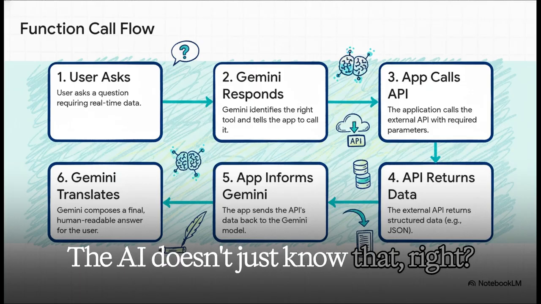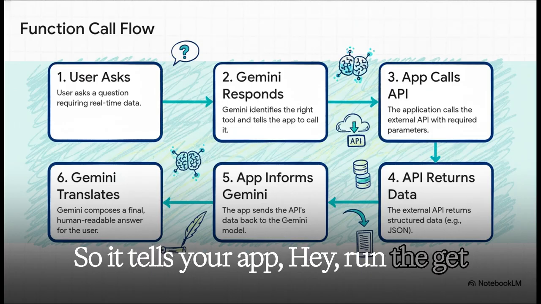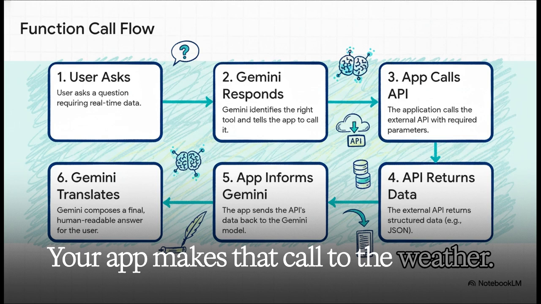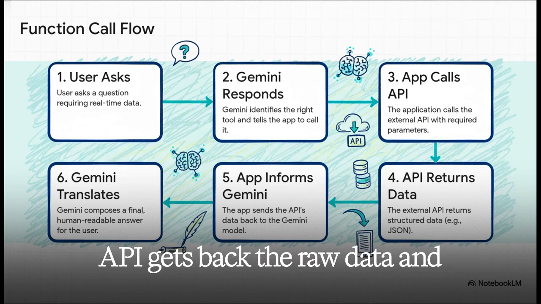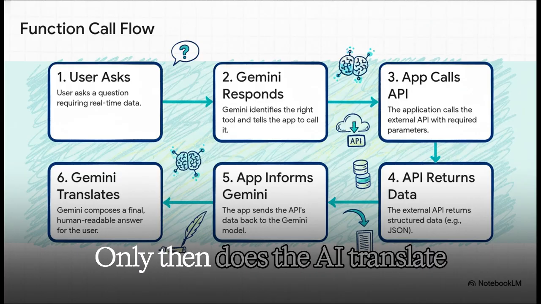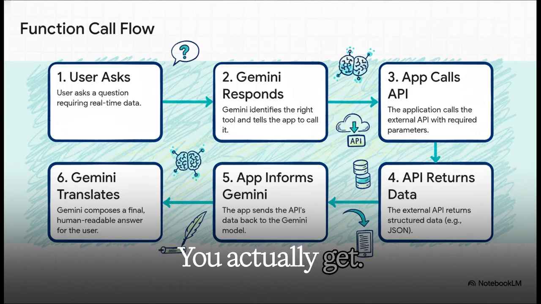The AI doesn't just know that, right? But it understands what you want. So it tells your app, hey, run the get_weather tool for Seattle. Your app makes that call to the weather API, gets back the raw data, and then, and this is the key part, it feeds that data back to the AI. Only then does the AI translate that technical data into the simple human answer you actually get.